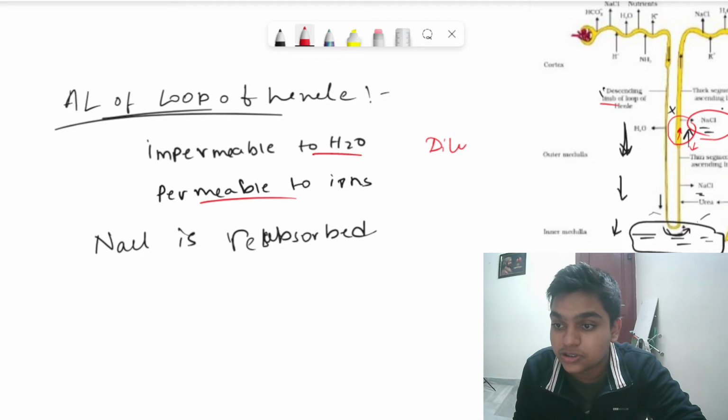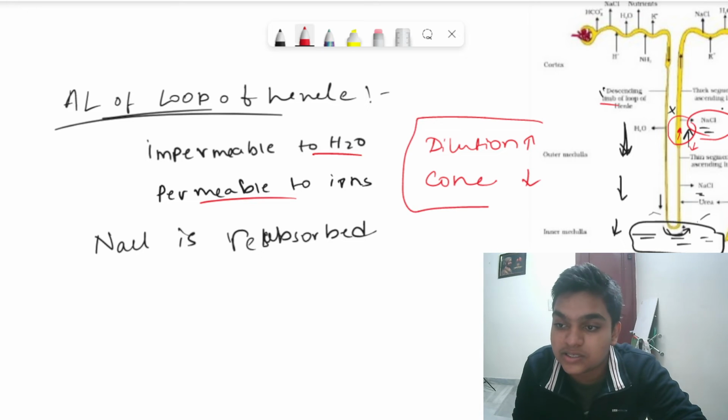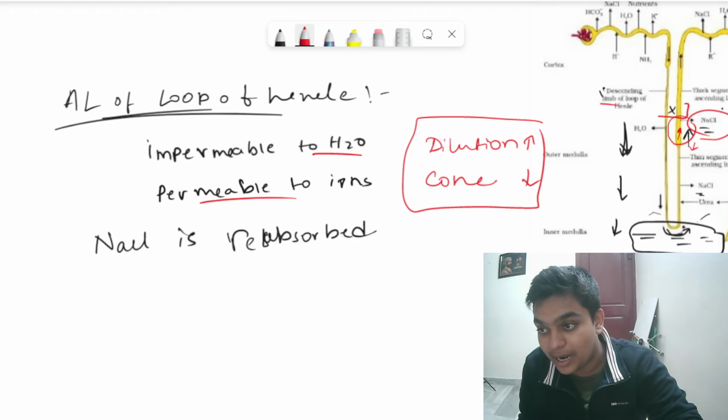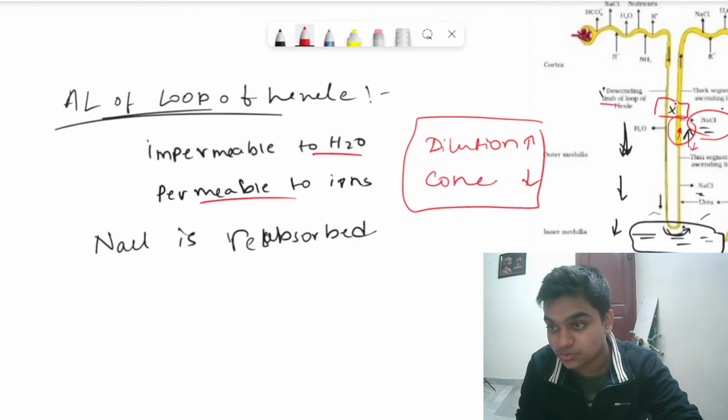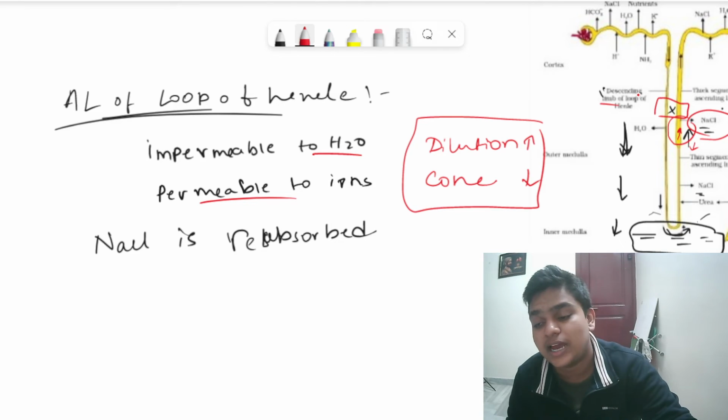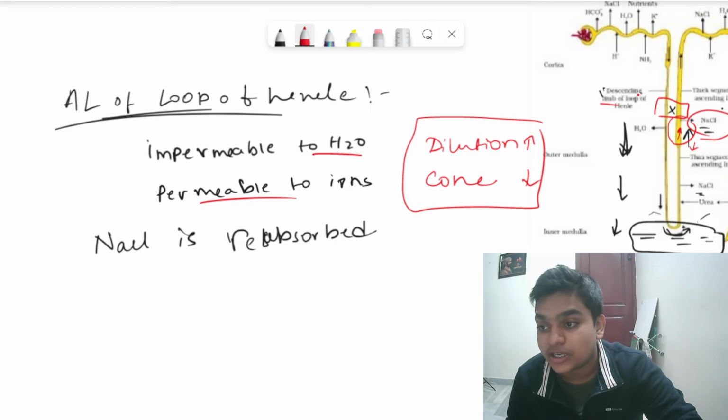Here dilution increases, concentration decreases. This is the point you have to remember in ascending and descending. Remember the antagonistic function of these two. Then you can identify what is happening, where the concentration is increasing, where the concentration is decreasing, where the dilution is increasing, where the dilution is decreasing. You can identify easily when you remember the functions as antagonistic functions.